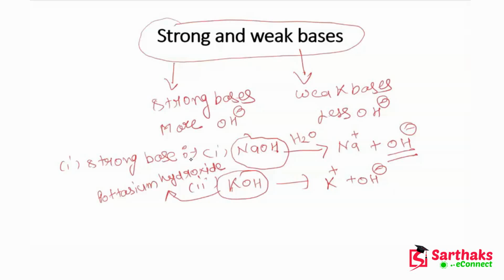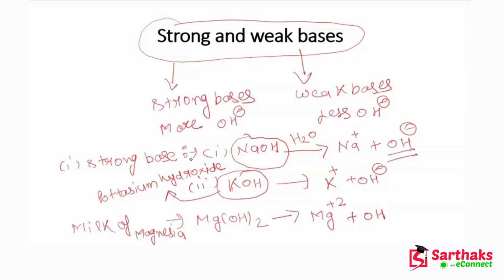Now let me tell you an example of a weak base. Weak bases, we know, form less OH- ion. I told you Mg(OH)2, which is also known as milk of magnesia. We all know it. I had told you that it is used in the cure of acidity. When this Mg(OH)2 dissolves in water, it will form Mg2+ and OH-.